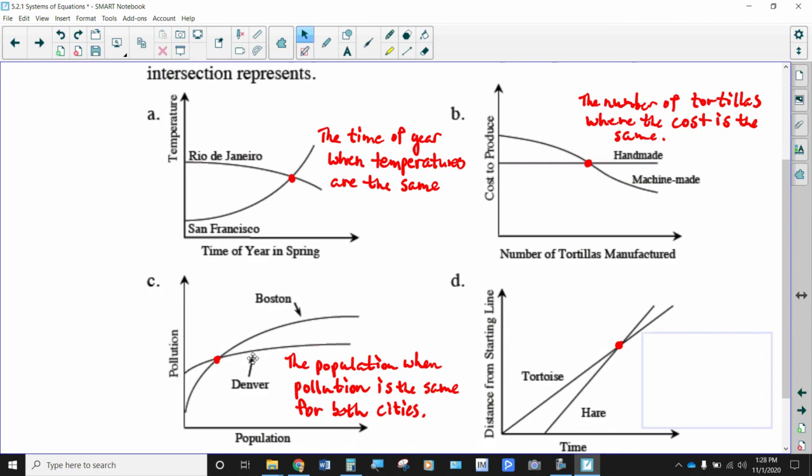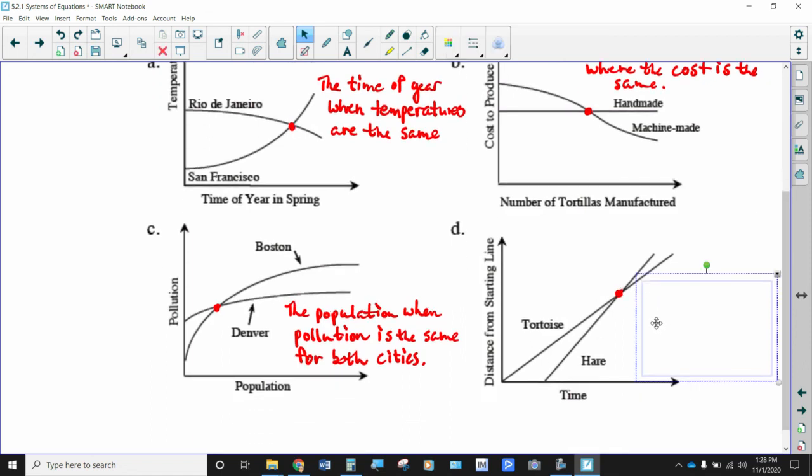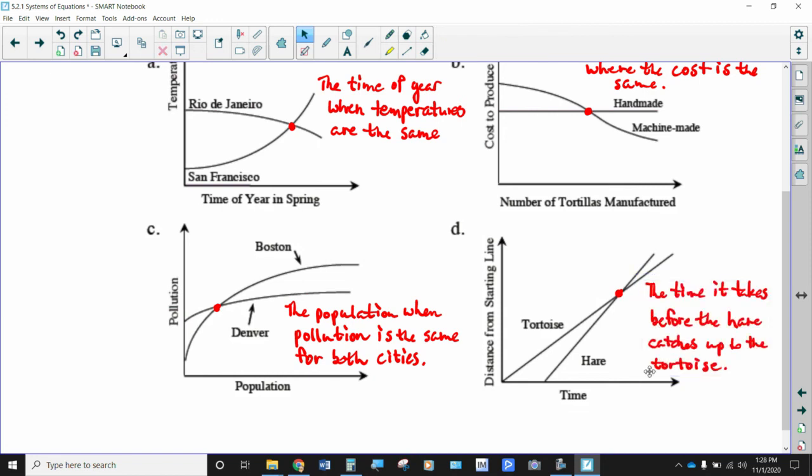And then here, this intersection point represents the time it'll take before the hare catches up to the tortoise. Okay, so every one of these points on these graphs has a specific meaning. The intersection point of two different lines has a very special meaning given the context of that particular problem. And we're going to explore deeper into that with our problem solving once we get a little bit deeper into this chapter.